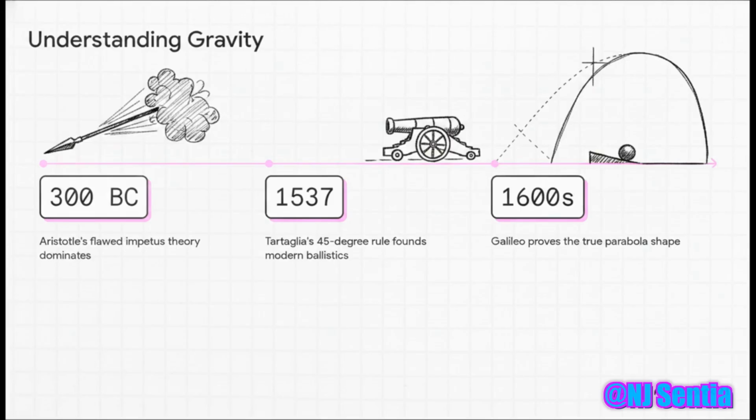Now, believe it or not, this complete independence of horizontal and vertical motion wasn't always obvious. For roughly 1,700 years, humanity was stuck on Aristotle's heavily flawed impetus theory. He actually incorrectly argued that air rushed behind a thrown spear to physically keep pushing it. It wasn't until 1537 that an Italian mathematician named Tartaglia finally chipped away at this, founding modern ballistics. And then finally, in the early 1600s, Galileo used these incredibly careful rolling ball experiments to cut through the confusion entirely, proving that the true path of a falling object is a continuous, mathematically perfect curve called a parabola.